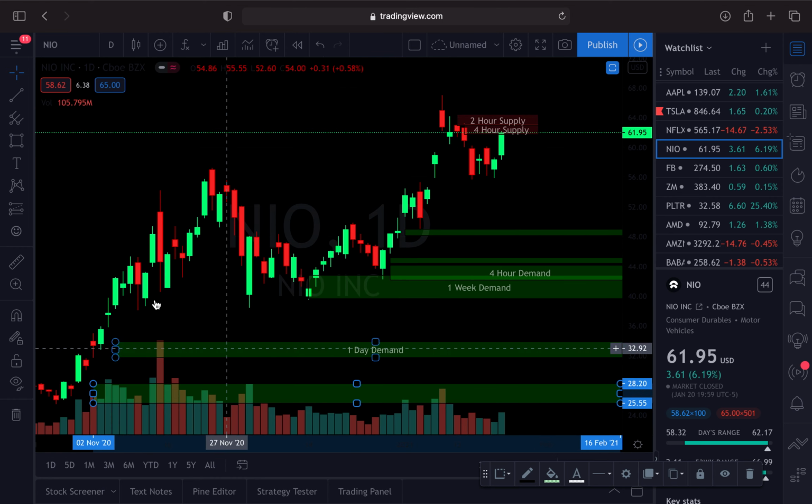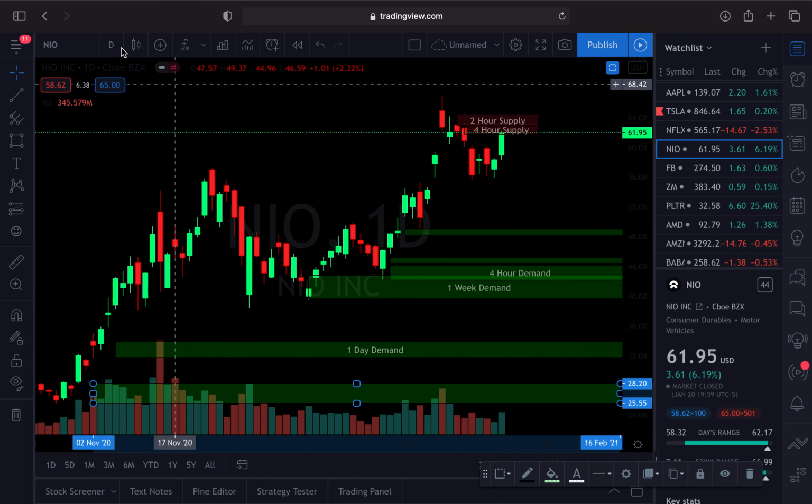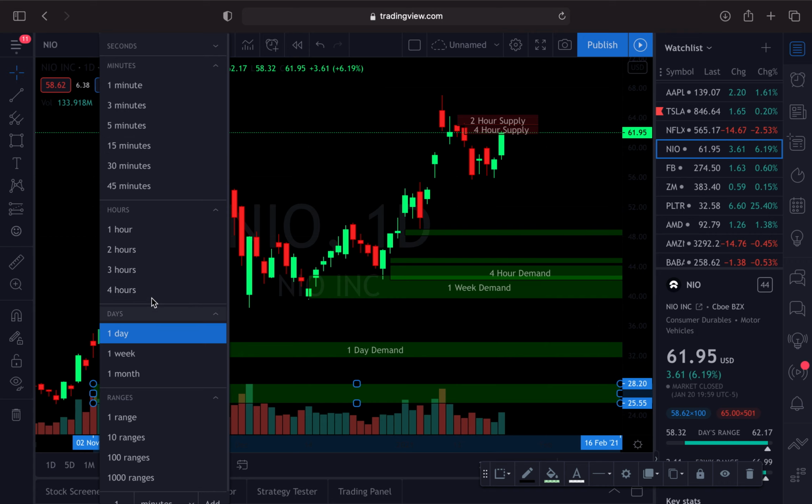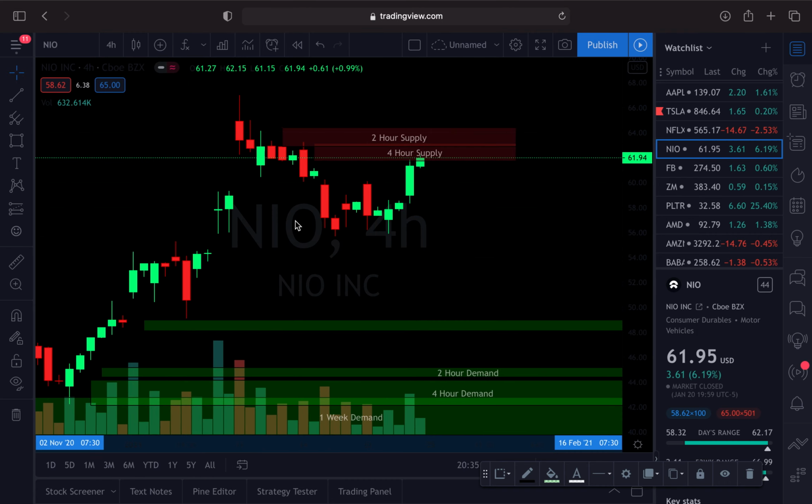Demand zone here, a bunch of little demand zones. Nothing choppy, no demand zones. Nope, no demand zones on the daily. Let's go to the 4-hour supply. This is the one that I played right here. So now I'm at the 4-hour supply.